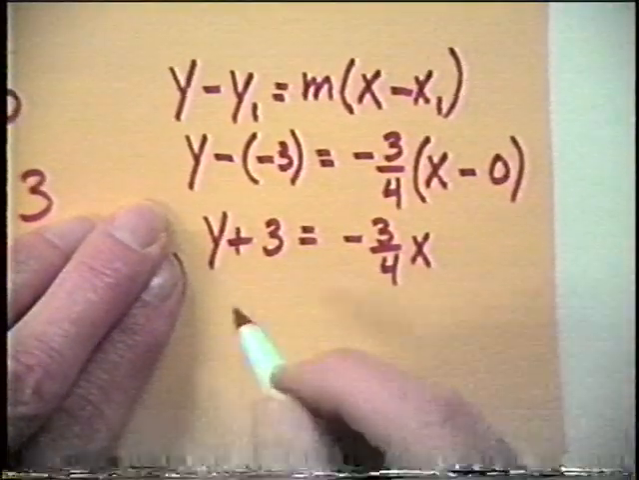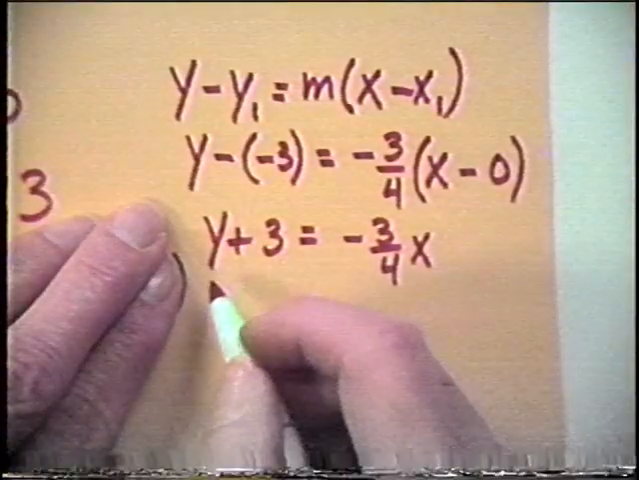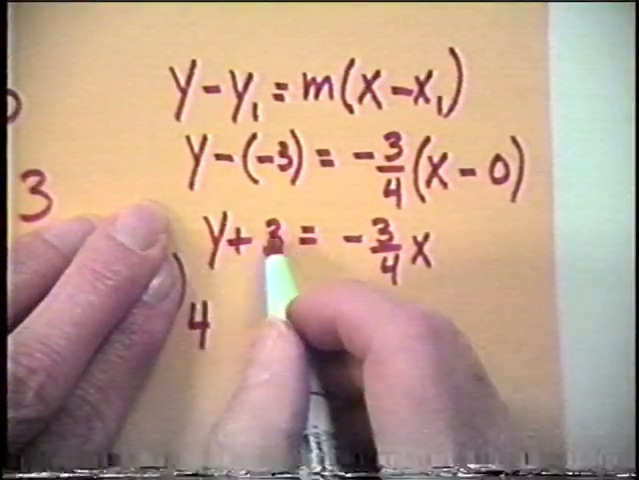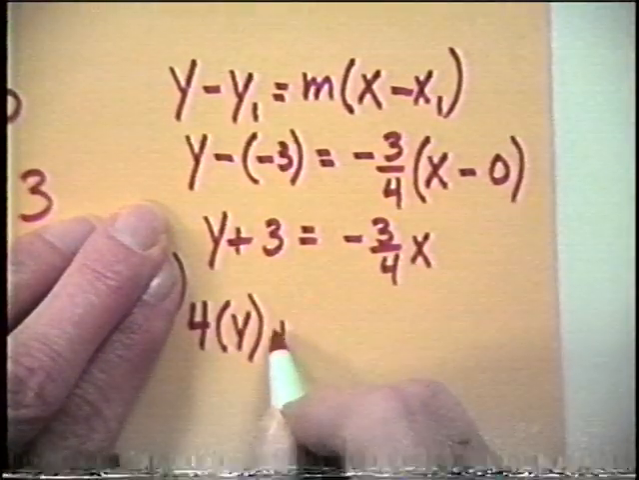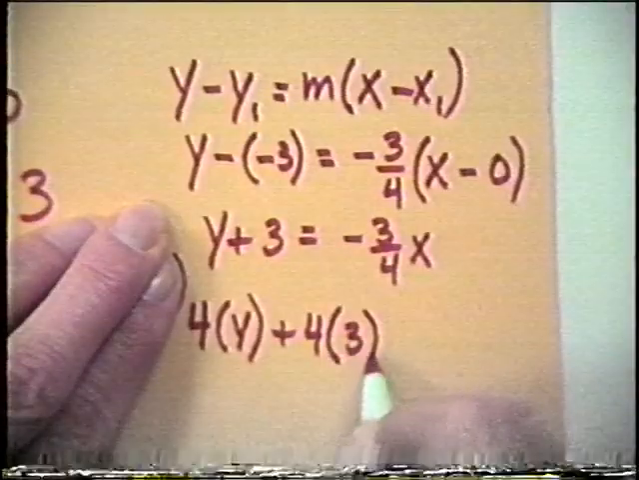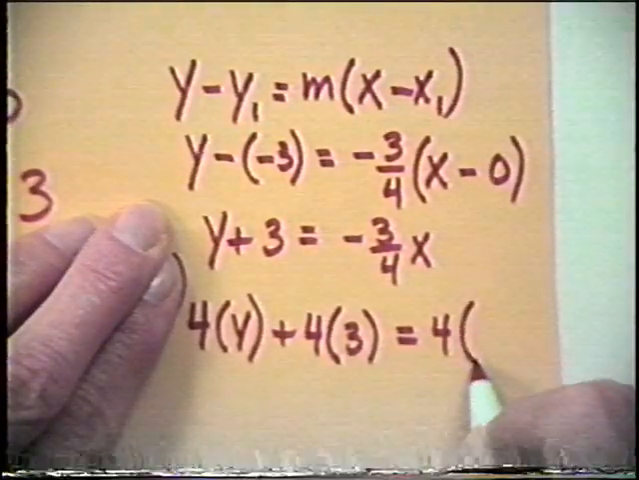Now, once again, multiply by 4. I'd still multiply both sides by 4, but this side has 2 terms, so I'm going to use the distributive property right away and say 4 times that one, 4 times this one, and 4 times this one.